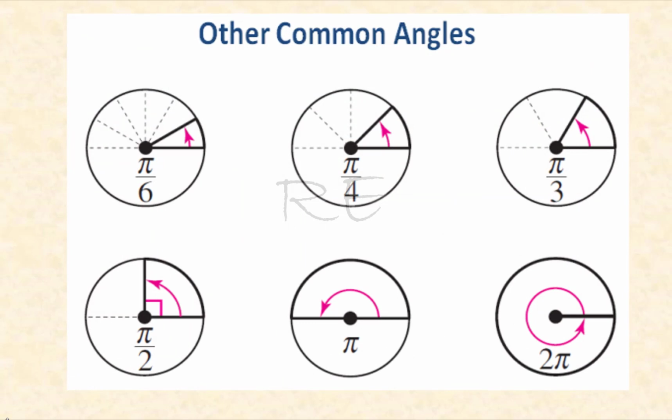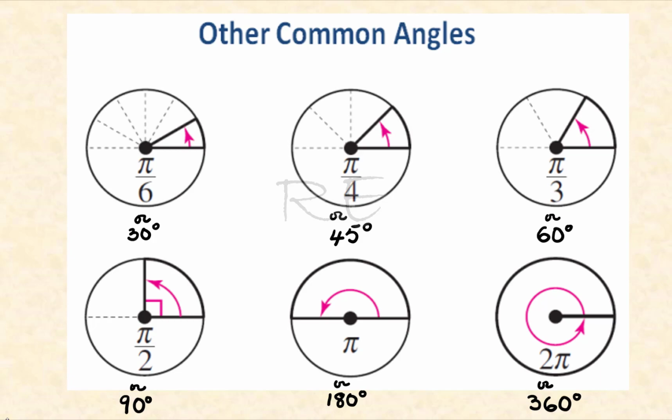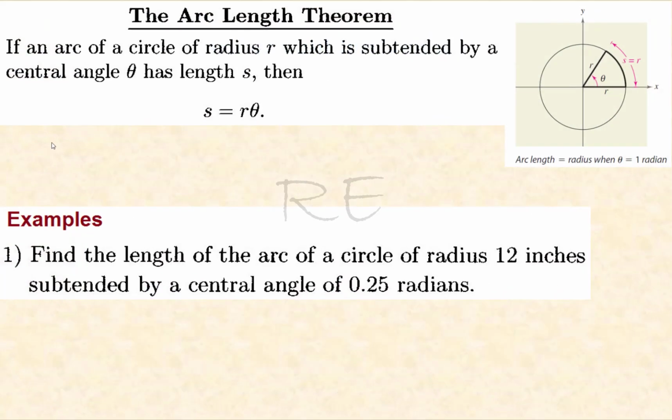Other common angles: pi over 6 is equal in degrees to 30 degrees. Pi over 4 in degrees is equal to 45 degrees. Pi over 3 is equal to 60 degrees. Pi over 2 is a right angle, 90 degrees. Pi is the straight angle, 180 degrees. And 2 pi radians is a full revolution, 360 degrees.